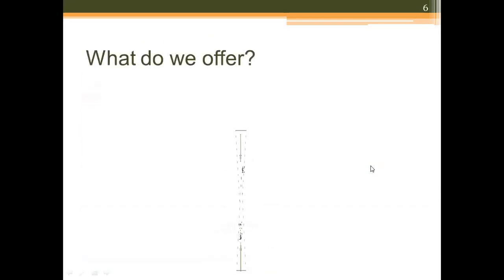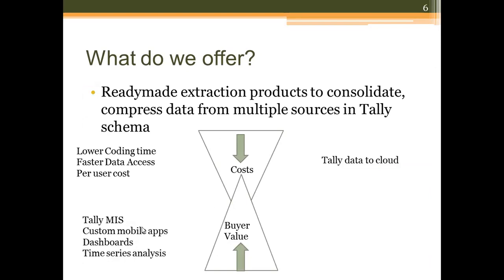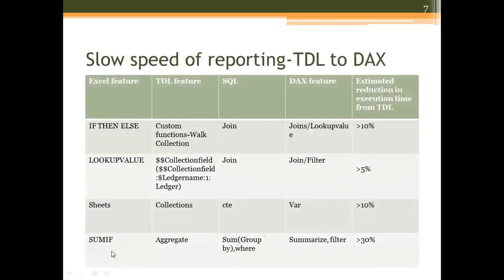So what are we offering in terms of buyer value? It's going to be lower coding time, faster data access, and lower per user cost of the app. And MIS, custom mobile apps, dashboard, and time series analysis. This is going to be the buyer value.